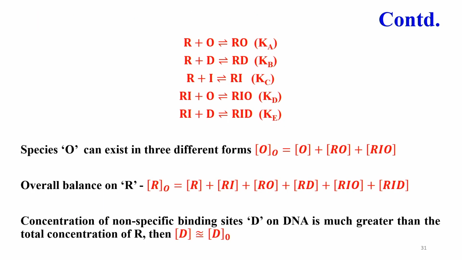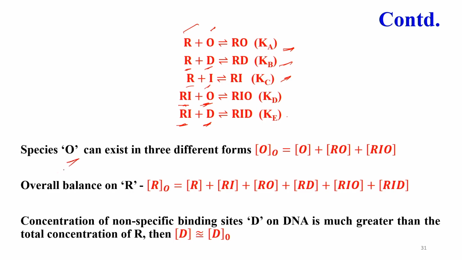So, we will see how these equations are written. R is interacting with O and this equilibrium constant is Ka. R is interacting with D, equilibrium constant is Kb. R is interacting with I, the equilibrium constant is Kc. Similarly, RI is reacting with O and RI is reacting with D. So, these 5, Ka, Kb, Kc, Kd and Ke are the equilibrium constants for the respective equations.